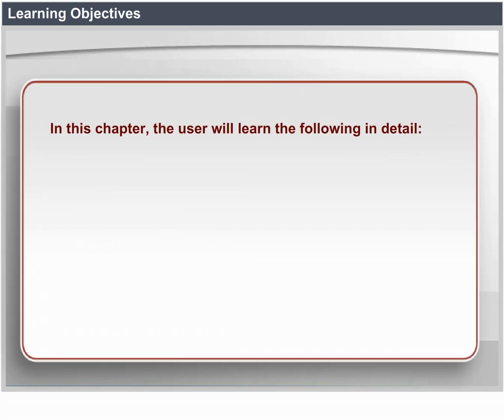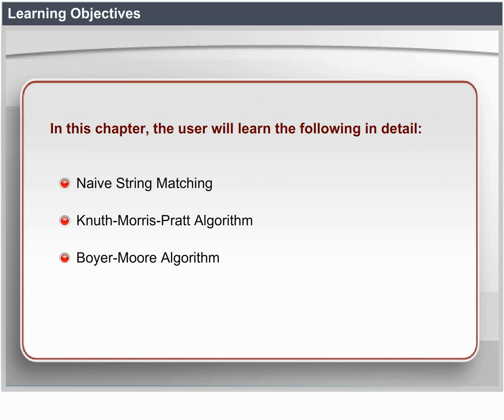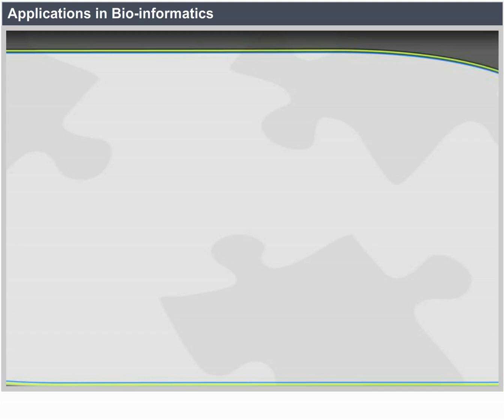Learning objectives. In this chapter, the user will learn the following in detail. Naive string matching, Knuth-Morris-Pratt or KMP algorithm, Boyer-Moore algorithm, applications in bioinformatics.